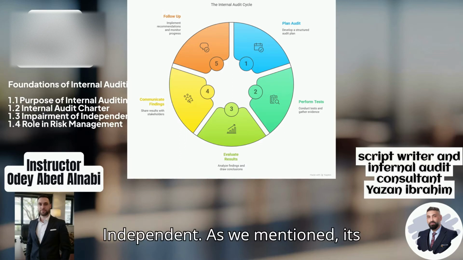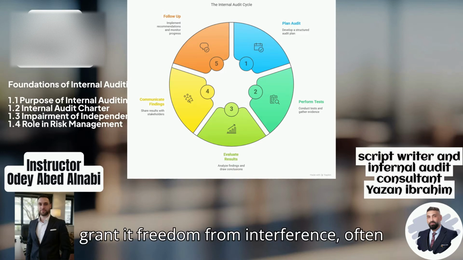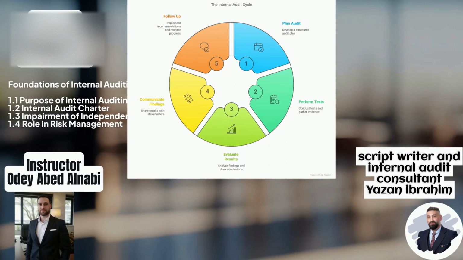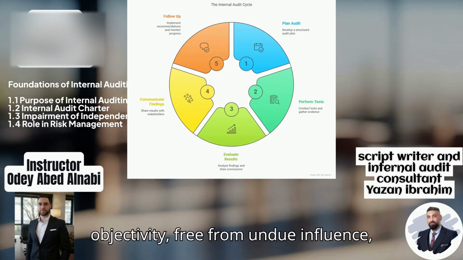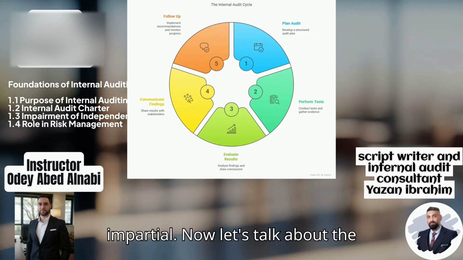Independent. As we mentioned, its positioning within the organization must grant it freedom from interference, often demonstrated by direct accountability and reporting lines to the board. Unbiased. Auditors must maintain their objectivity, free from undue influence, ensuring their assessments are fair and impartial.